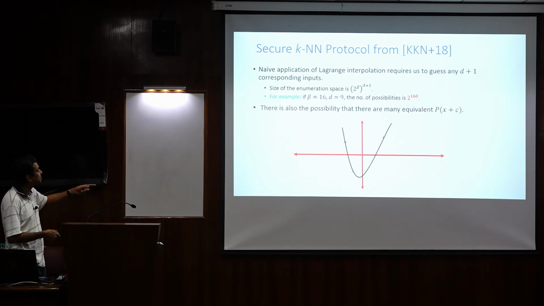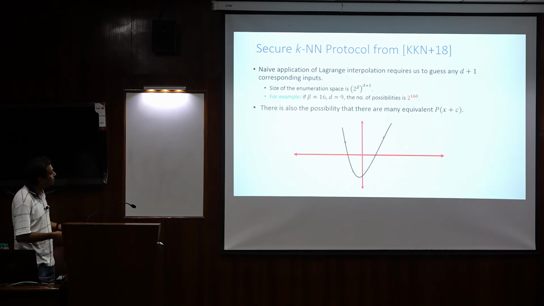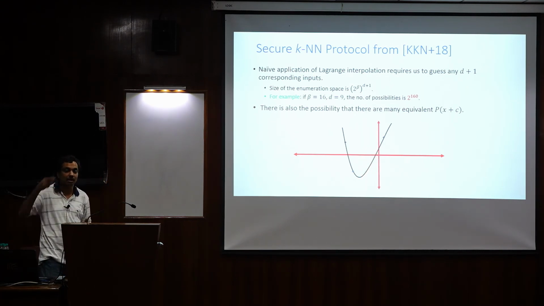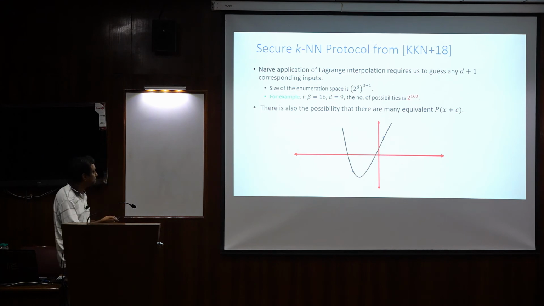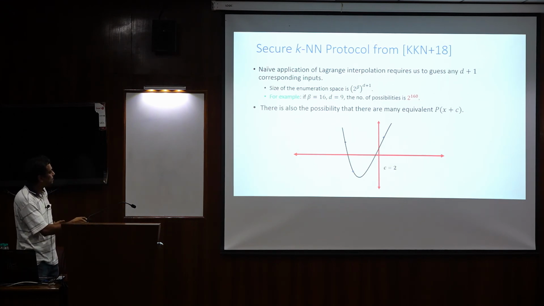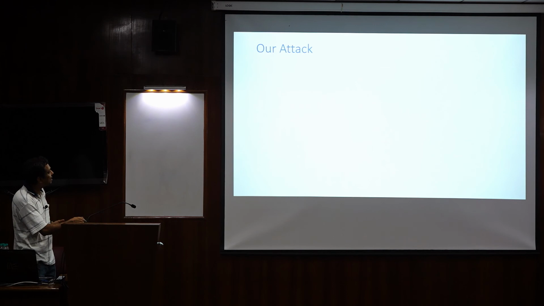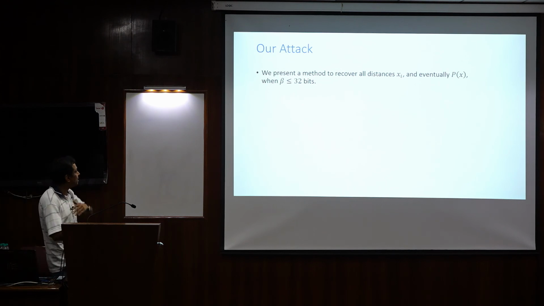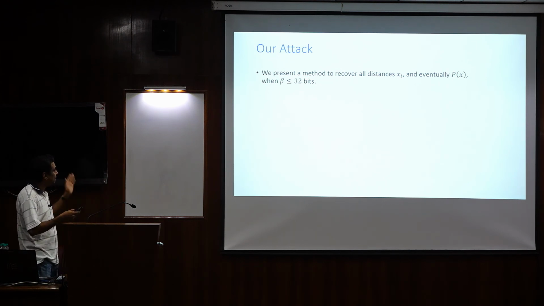But in this case what will happen is that even if you get a polynomial, it will be basically a family of polynomials, which is basically p plus x plus c. So in our attack we actually show a method to recover both the x values and the polynomial, given that the beta is bounded.